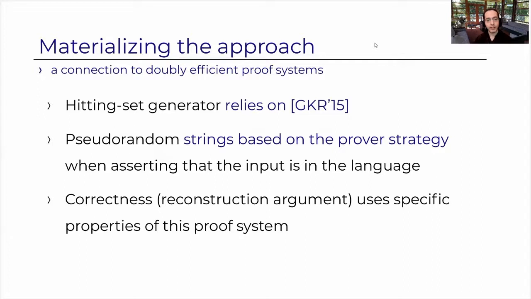In more detail, we will construct a targeted hitting set generator that relies on the doubly efficient proof systems of Goldwasser, Kalai, and Rothblum. And the pseudo-random strings in this targeted hitting set generator will be based on the prover strategy functions when instantiating this proof system for the specific input that is given to us. And the correctness that we show is a reconstruction argument that uses specific properties of this proof system.